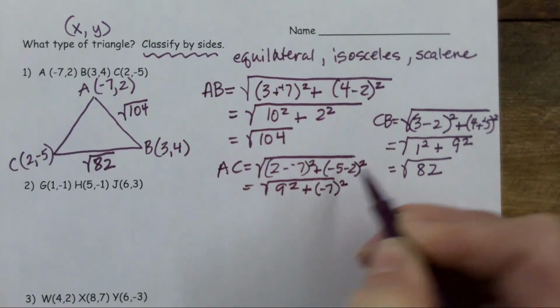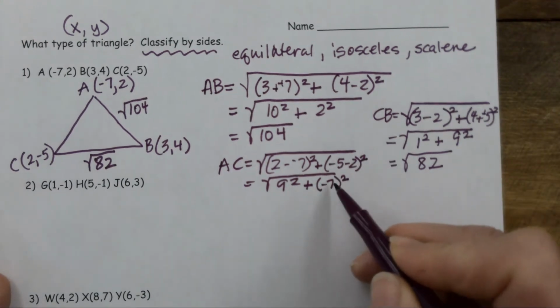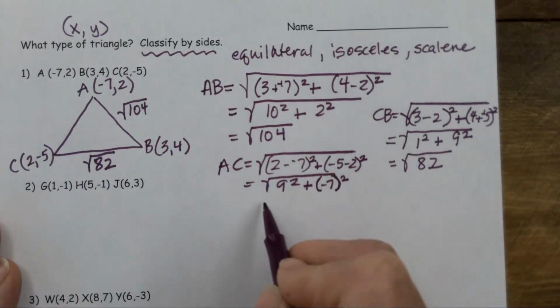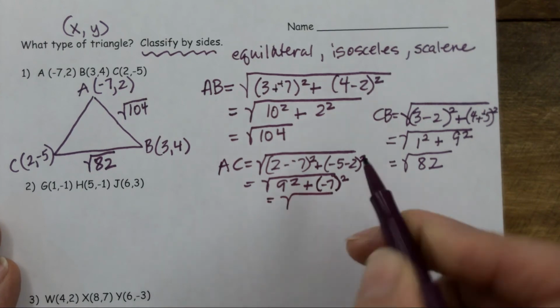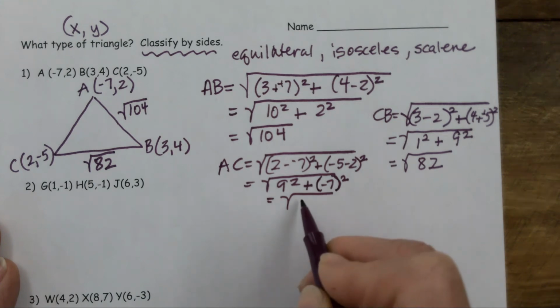-7 squared. Be careful when you square a negative, because if you punch it in your calculator incorrectly, it will not square the negative part of it. Please make sure, if you do not know what -7 times -7 is, that you put parentheses around the -7 before you square it, or you're going to end up with an icky looking answer. So this is the square root of 81 plus 49. 81 plus 49, so 130.